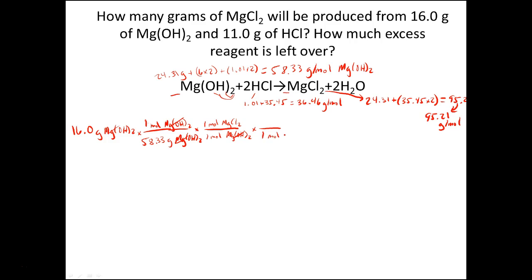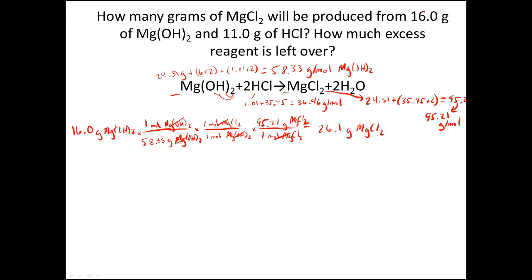We've got our 1 mole MgCl2 down here, and then we have the molar mass of that up top, which, if we look over here, was our 95.21 grams. All right, our units cancel out. We plug this into our calculator, and we end up with an answer of 26.1 grams of MgCl2 can possibly be produced if this reaction went to completion, if we used up all 16 grams of our magnesium hydroxide.